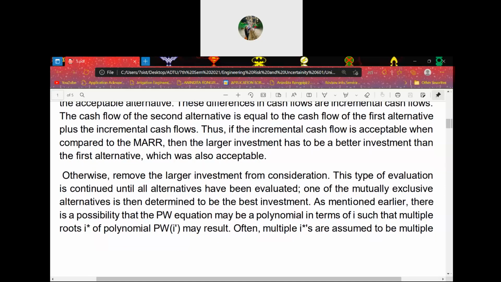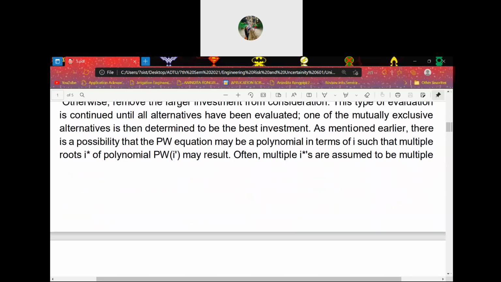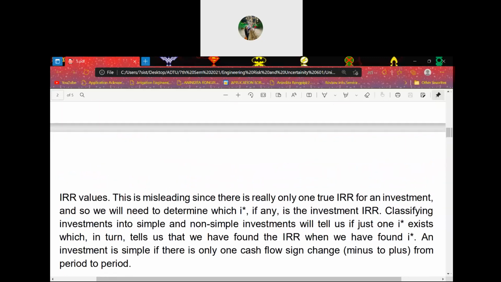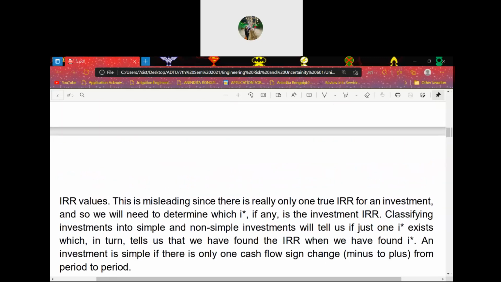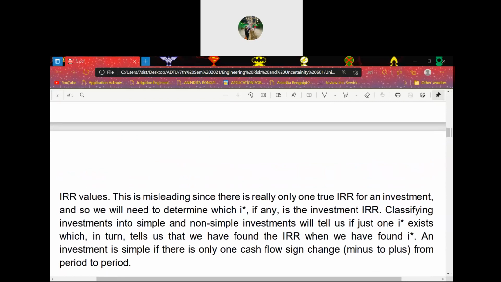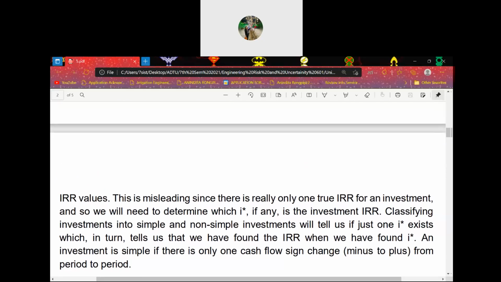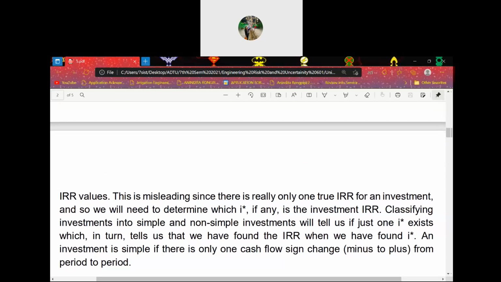Often multiple i's are assumed to be multiple IRR values, and this is misleading since there is really only one true IRR of an investment, and so we will need to determine which i, or which polynomial, if any, is the investment's IRR.